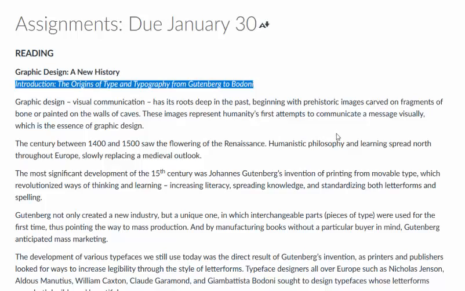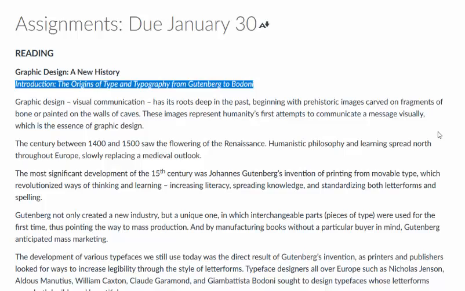The most significant development during this time was Gutenberg's invention of printing from movable type, which revolutionized ways of thinking and learning, increasing literacy, spreading knowledge, and standardizing both letter forms and spelling. Gutenberg not only created a new industry, but a unique one in which interchangeable parts were used for the first time, thus pointing the way to mass production. And by manufacturing books without a particular buyer in mind, Gutenberg anticipated mass marketing.